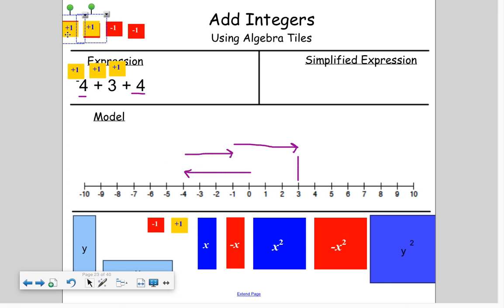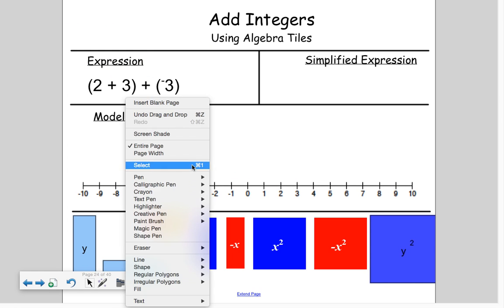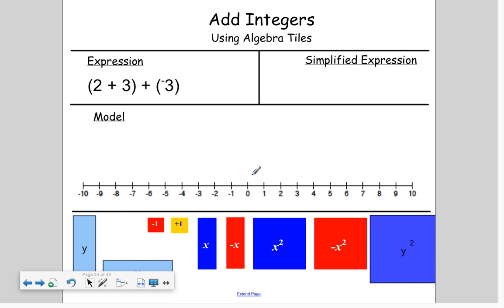And I put it with 4 more positives. And these are all 0 pairs. What do you have left? Positive 3. Next one, 2. Let's use my pen. So it starts at 0, 2 units to the right of 0, plus 3 units to the right. It stops at 5.